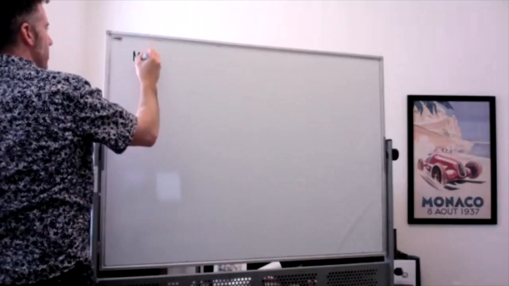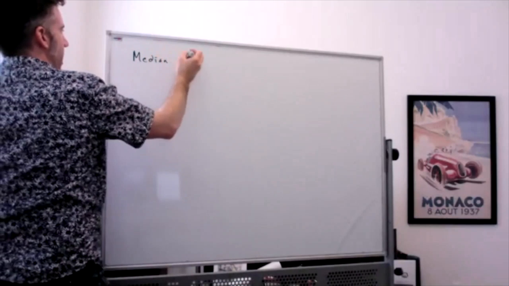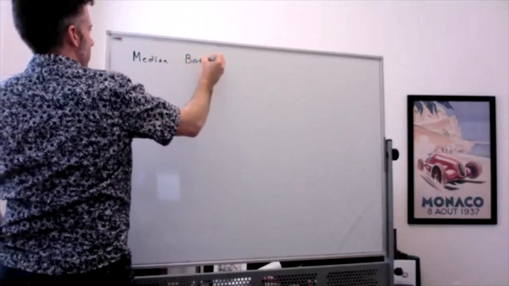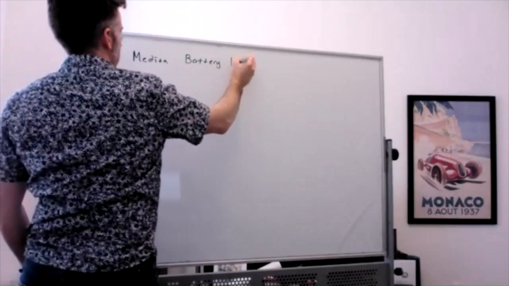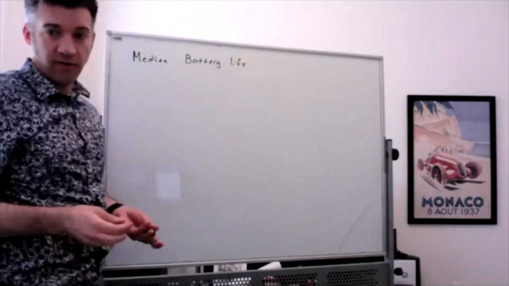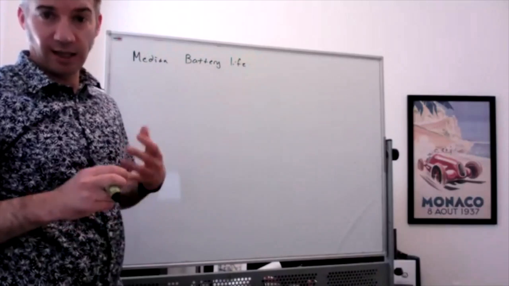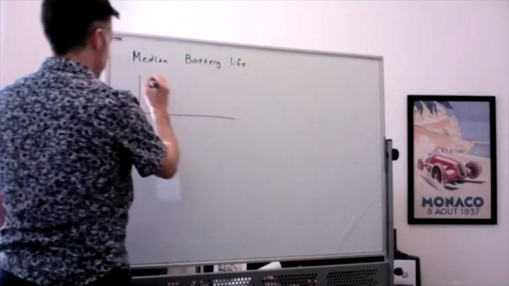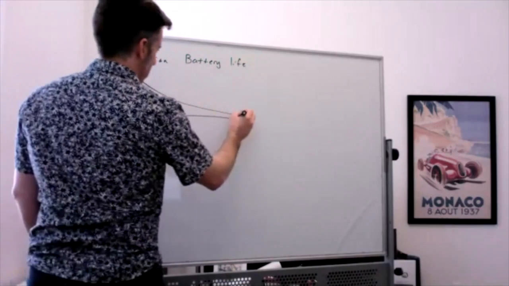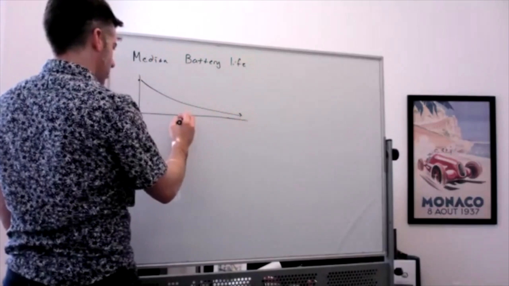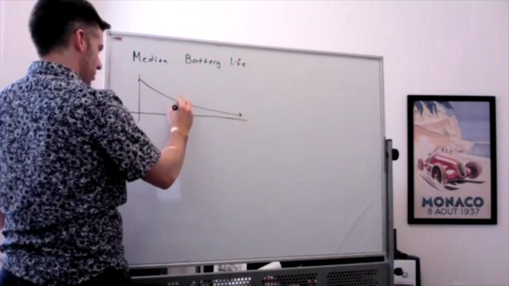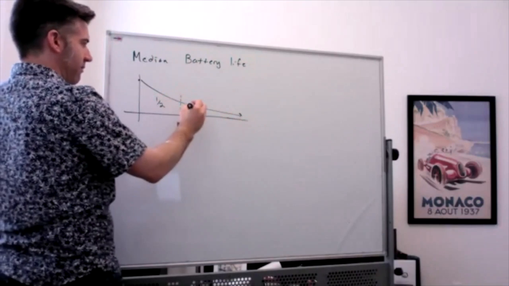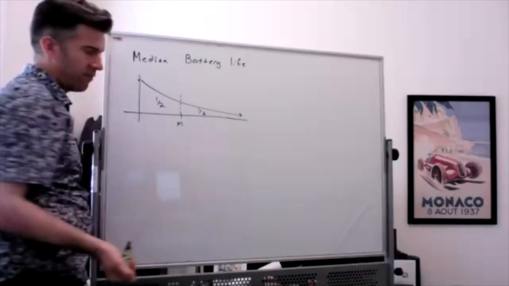So I would like to find the median battery life. You remember the median of a thing is the number that splits it exactly in half. So we're trying to find the battery life where this side here is 1/2 and this side here is 1/2.